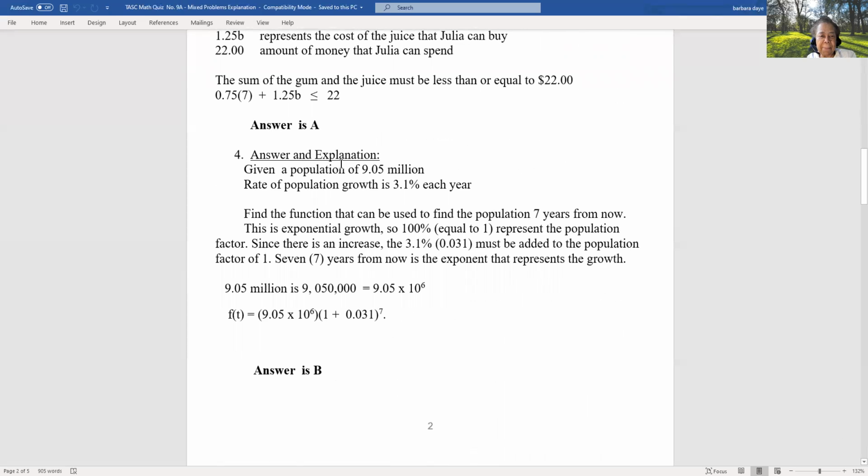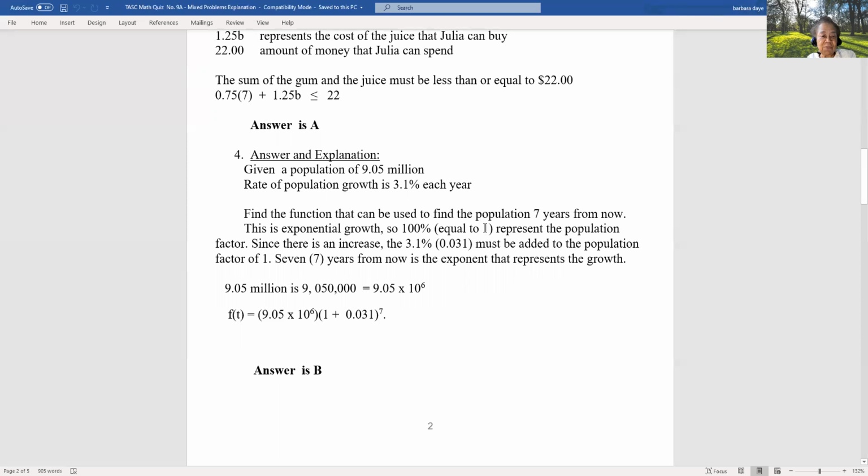Number 4, we're given a population of 9.05 million, and the rate of the population growth is 3.1% each year. Now, this is an exponential growth, and it's an increase because we say the rate is 3.1% each year. So we want to find a function that can be used to find the population 7 years from now. 7 years from now represents an exponent. Now the 100%, that's equal to 1. If we convert that to a number, that's 1.